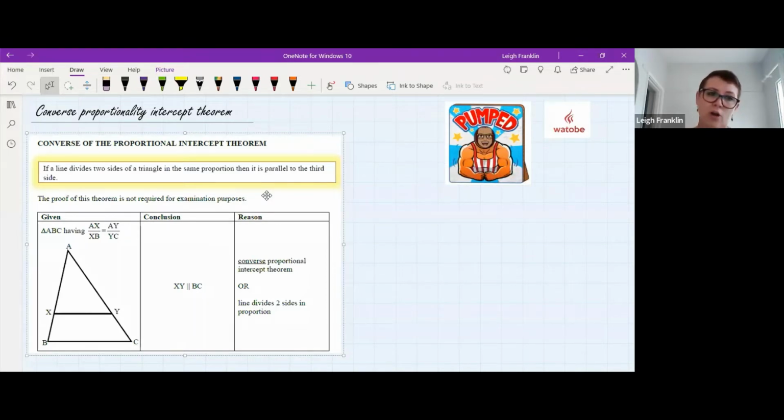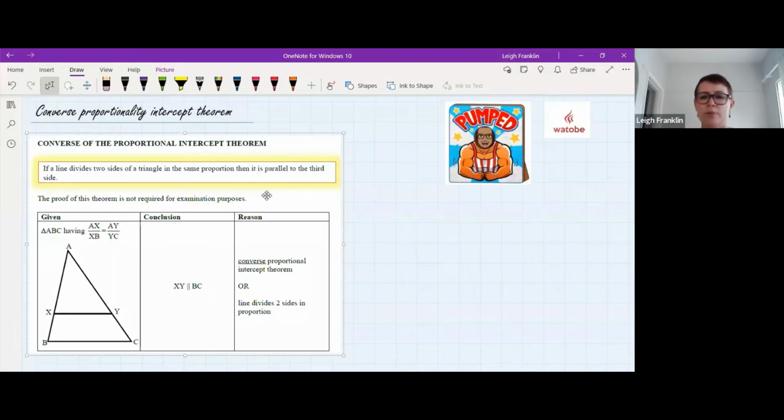All right, so a converse theorem is the exact opposite of a theorem. You would have come across converse theorems last year in grade 11. For example, when you want to prove that a quad is cyclic, you always have to say converse opposite angles of a cyclic quad are supplementary, or converse exterior angle of a cyclic quad. So what a converse does is it says the exact opposite. It tells us that if a line divides two sides of a triangle into the same proportions, then that line must be parallel to the third side.